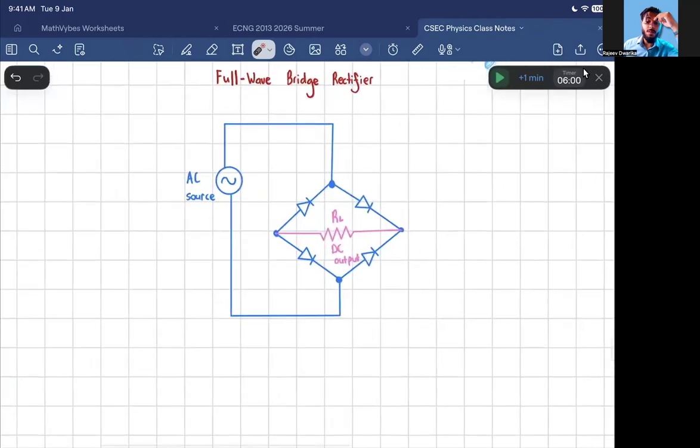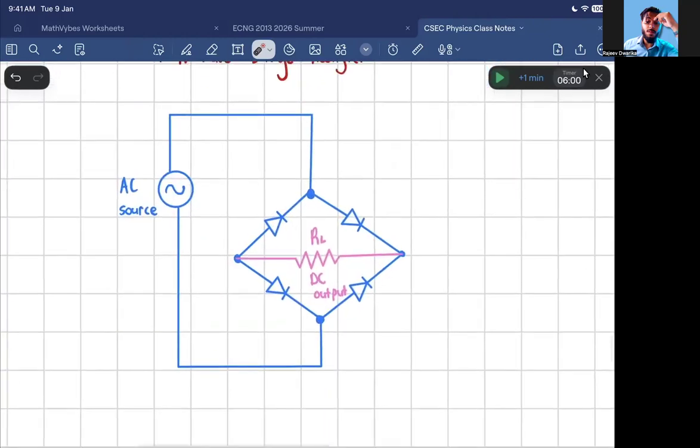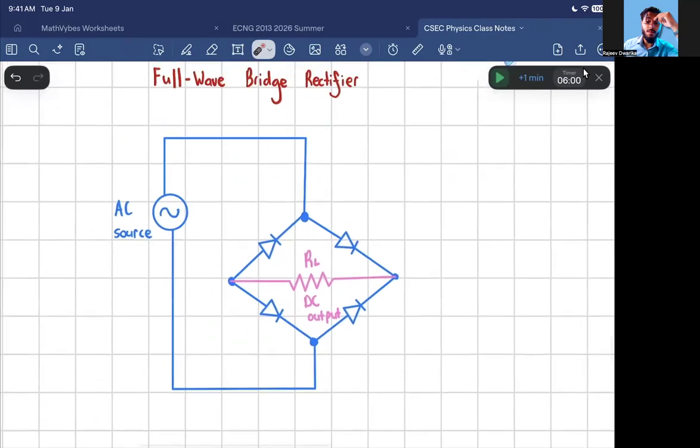Right. Now we're going to look at the full wave bridge rectifier. A full wave bridge rectifier rectifies the whole AC signal. Right, so Zachary, ready to see how this works? Yes. Okay, let me see if I can get the animation. So it's a bit harder to explain. In school, they just hang this diagram up until I remember it, which is lame.